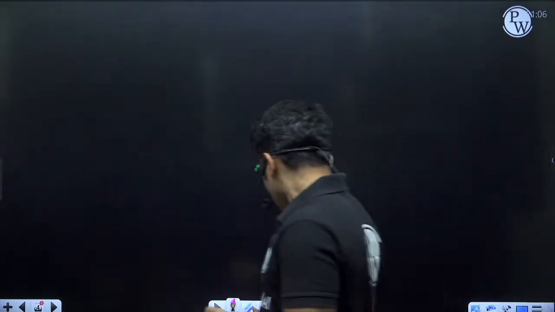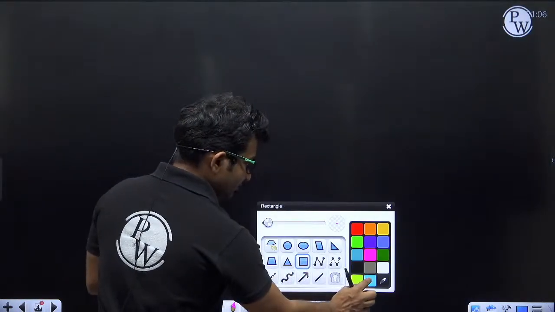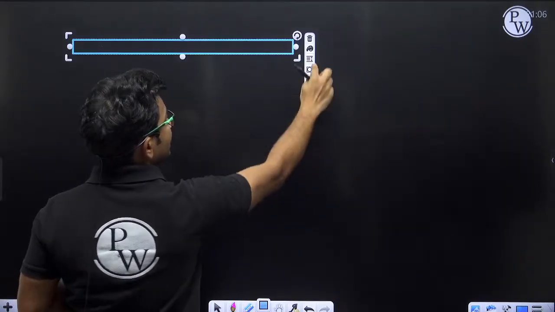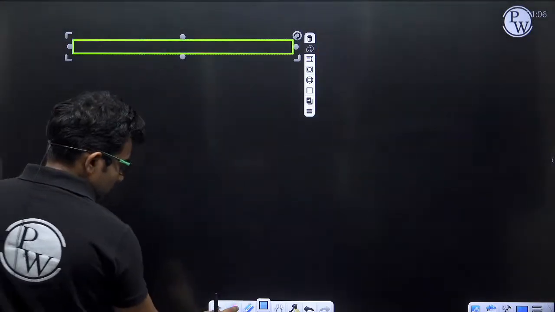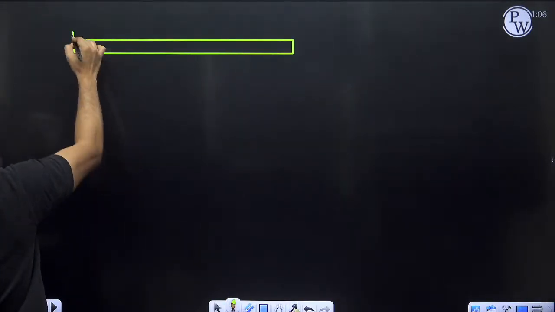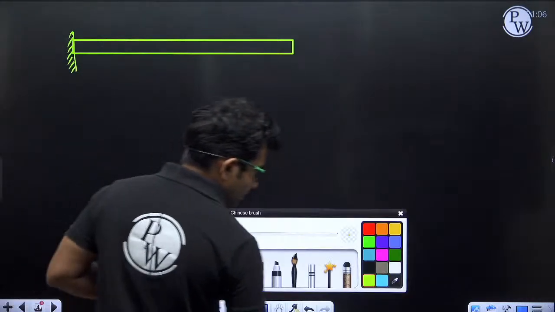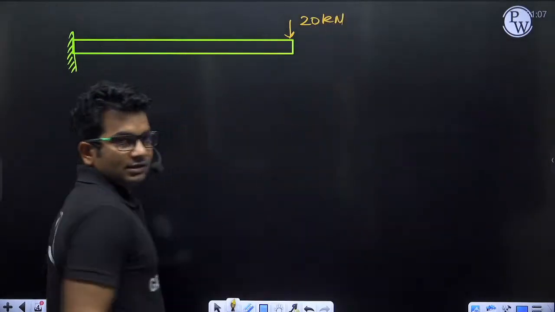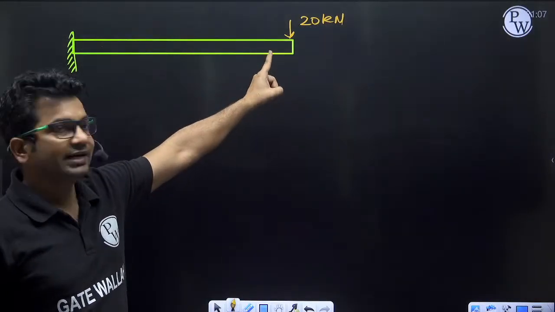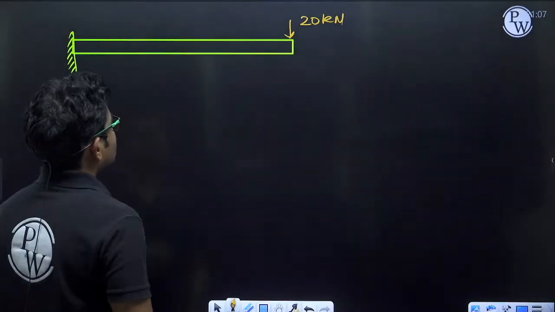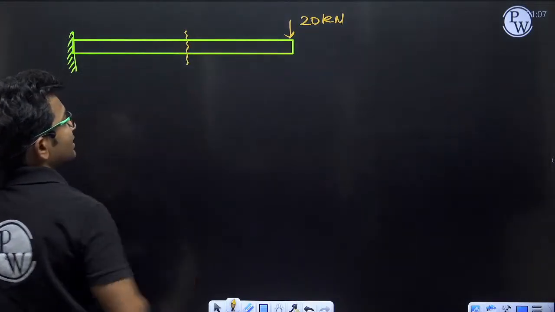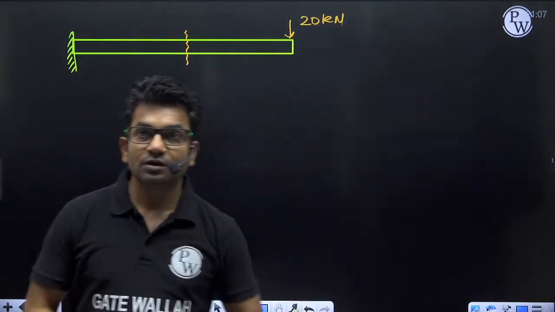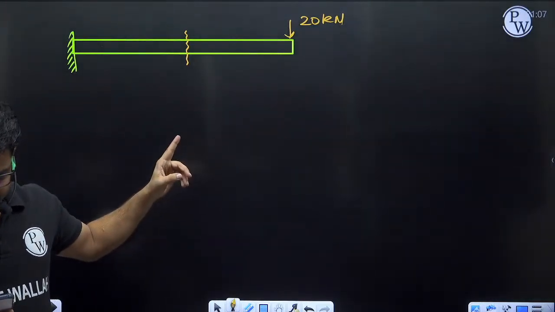Okay, now let us solve some very basic examples so that we are able to understand even more clearly. Let us say I am having a cantilever beam like this. On this beam, let us say a transverse load of 20 kilonewton is acting like this. Now, if I want to calculate shear force at this section, what will be the value of shear force at this section?